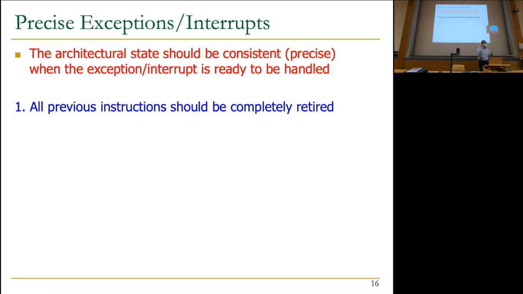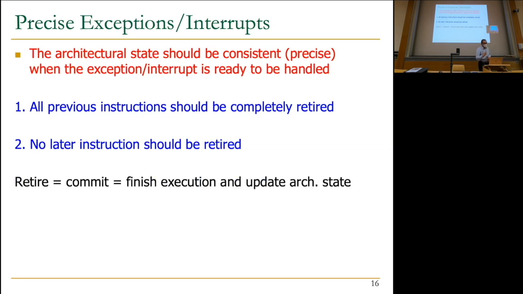We discussed that the von Neumann architecture dictates sequential processing. I'm going to basically rehash what sequential processing means. For the exception causing instruction, or for the point at which you're handling the interrupt, all previous instructions should be completely retired, and no later instruction should be retired. So what does retired mean? Finished and updated the architectural state. Basically, this is what I said. Retire is sometimes called commit, sometimes called graduate. I don't like graduate as much, but committing is finishing in the end, and updating the architectural state. Architectural state update is the most important part.